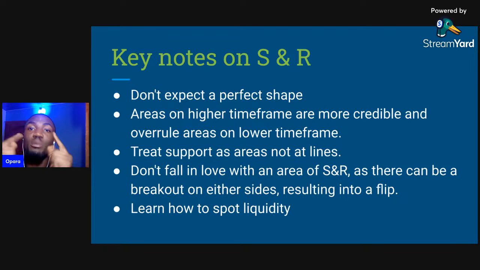But also have at the back of your mind that structures on the higher time frame are more credible and reliable than structures on the lower time frame. Okay. And we will treat support as areas, not as lines. Remember that, like I told you guys now, don't expect a perfect shape. If you might be expecting there's a perfect region, no, there's not really a perfect region. It's just an area. That's why we use a box, a rectangle, to identify it. That region, the support zone, is a region.